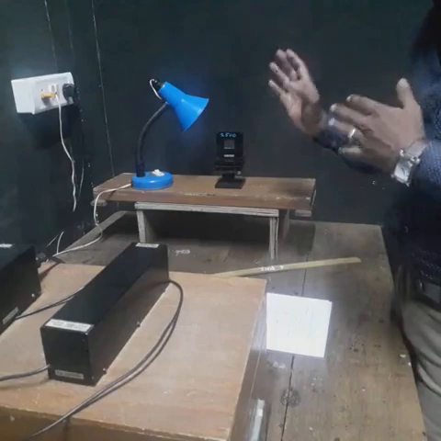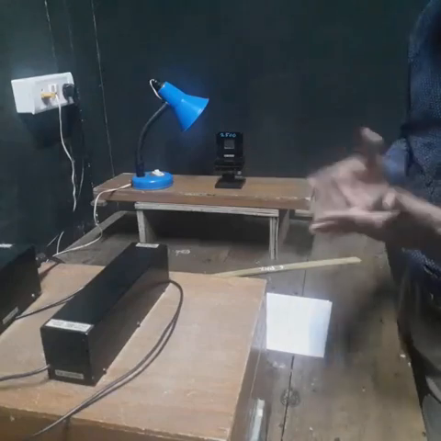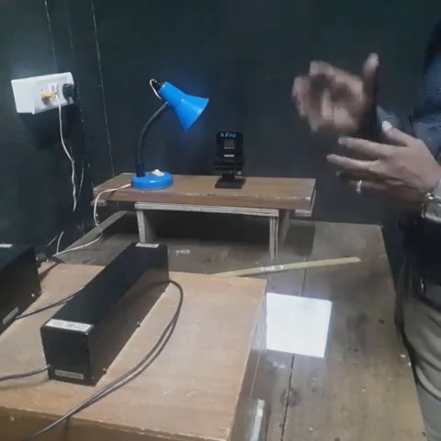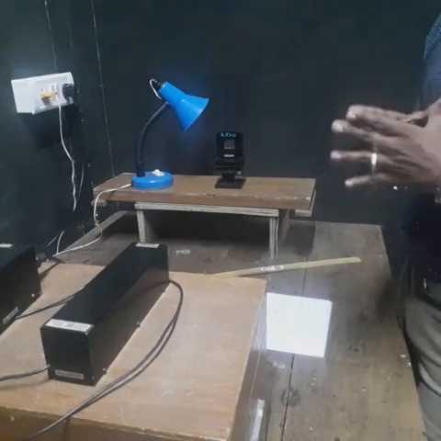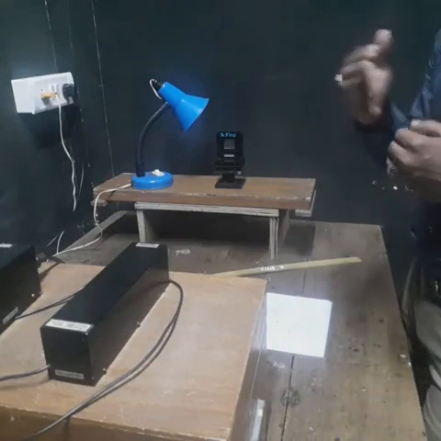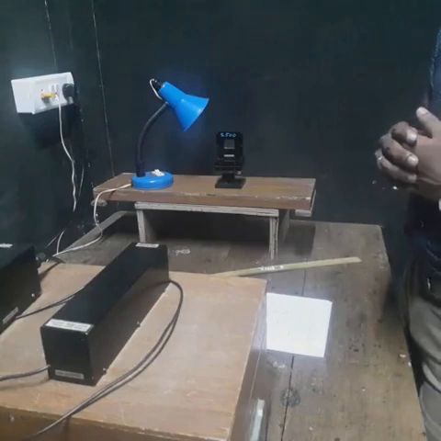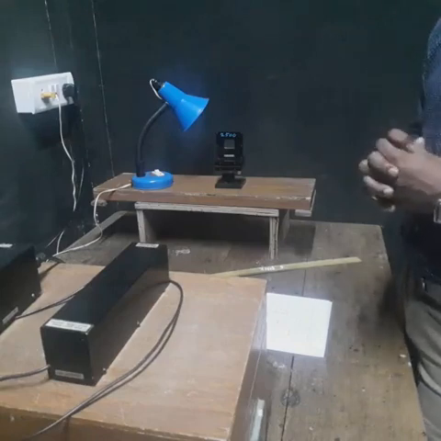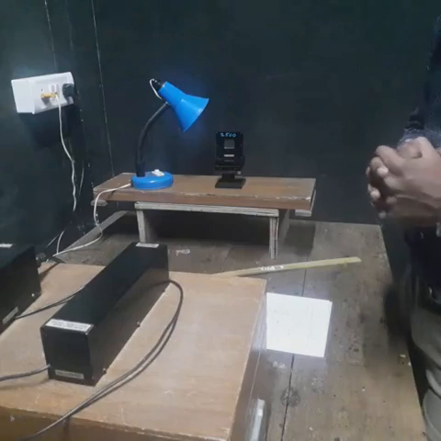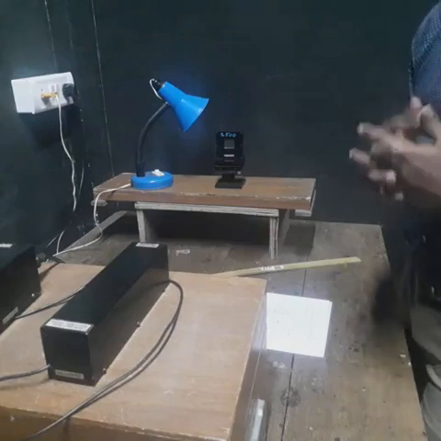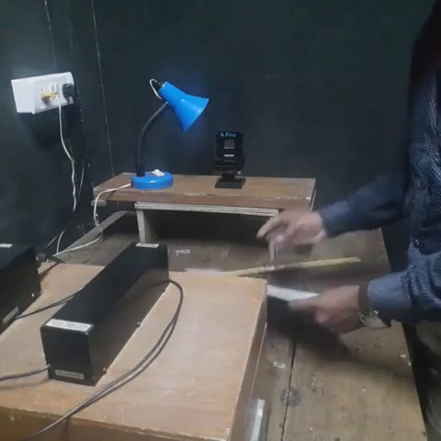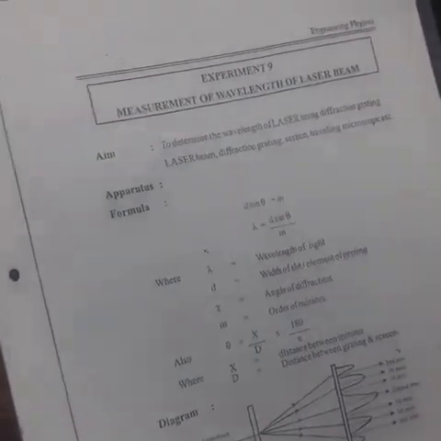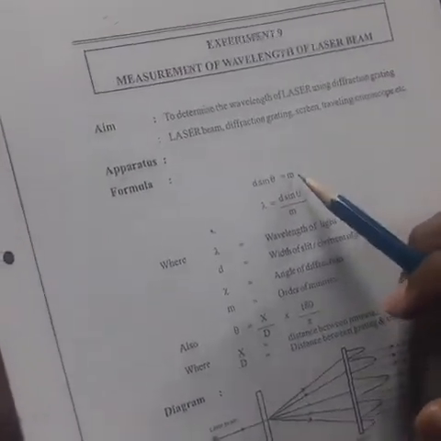Now, this diffraction grating consists of a number of slits. We know a is the slit and b is the opaque portion between two slits, and a plus b is called the grating element. Also we know the grating equation, that is d sin theta is equal to m lambda, where m is the order of diffraction. This formula you have already studied in theory classrooms. So lambda is equal to d sin theta upon m.